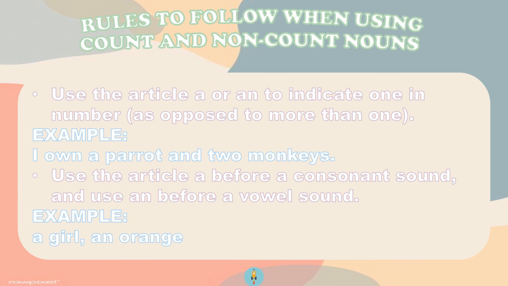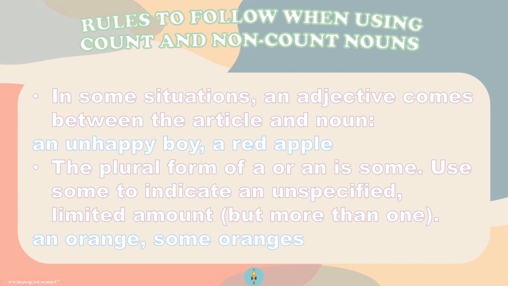Use a before nouns that begin with a consonant sound and use an before nouns that begin with a vowel sound. Use the article a or an to indicate any non-specified member of a group or category. Use the article a or an to indicate one in number, as opposed to more than one. Use the article a before a consonant sound and use an before a vowel sound. In some situations, an adjective comes between the article and noun. The plural form of a or an is some. Use some to indicate an unspecified, limited amount, but more than one.